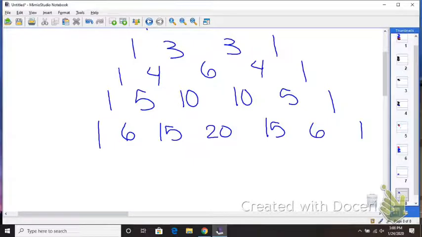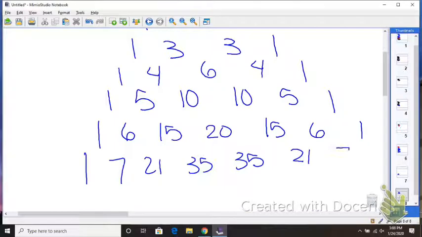So if I was to go one more row, this would be a 1 on the outside, 7, 21, 35, 35, 21, 7, and 1. So I'm just adding together the windows to get your next number. It's beautiful. Now let me show you how to use it.